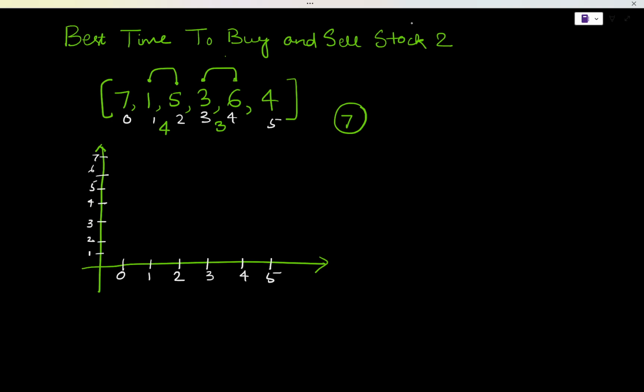So at 0th index we have 7. This is the first point. At the first index we have 1. At second index we have 5. At third index we have 3. At fourth index we have 6. And at the fifth index we have 4. Now, do you see a pattern here? So if I try to join these points, I'm getting some kind of a graph here.